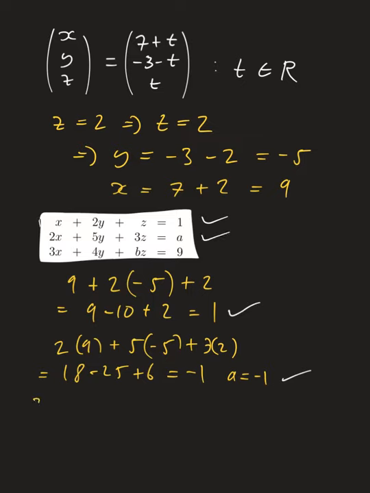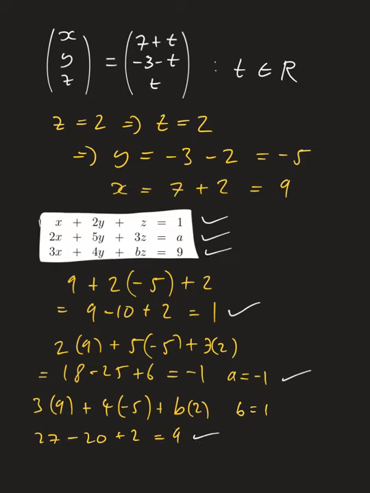Lastly, 3 times x, which is 9, plus 4 times y, which is minus 5, plus b times z, which is 2. Well, we have from before that b is actually equal to 1. That again was a condition. So 3 9s are 27, minus 20, plus 2 is equal to 9. So that one is right.